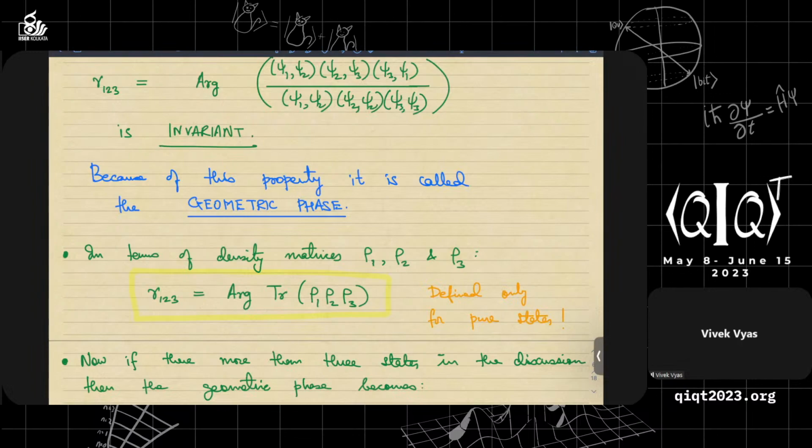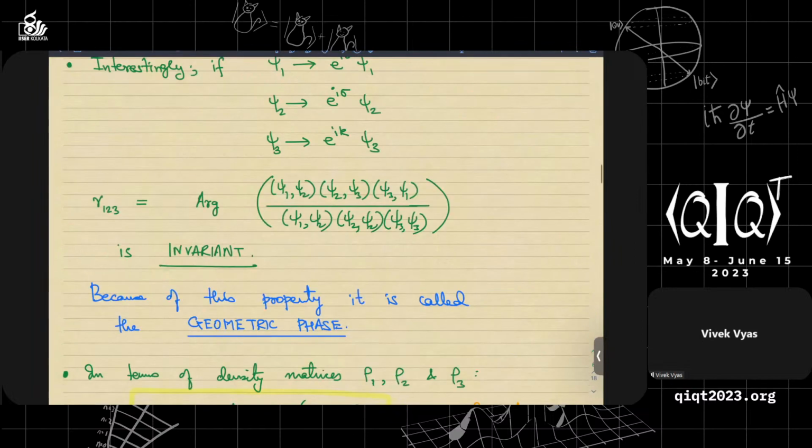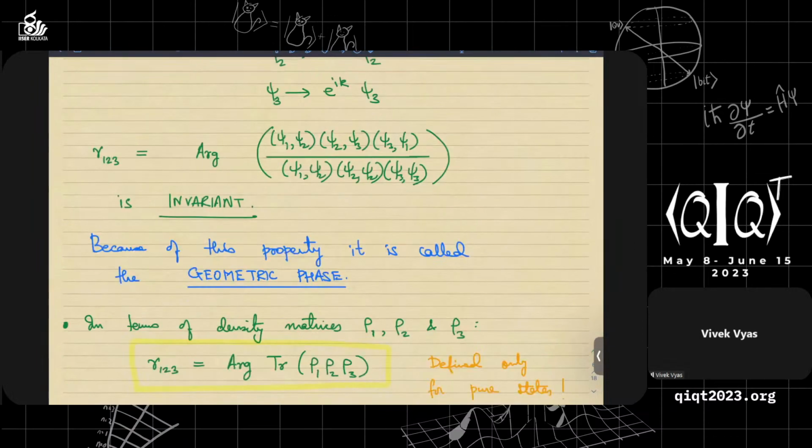It is not possible to define the relative phase in terms of density matrices. You can check, it's not possible. You don't have enough freedom. That is the fundamental difference between the geometric phase and relative phases. And appreciation of this difference has given an immense amount of insight into the workings of quantum mechanics in subsequent years.